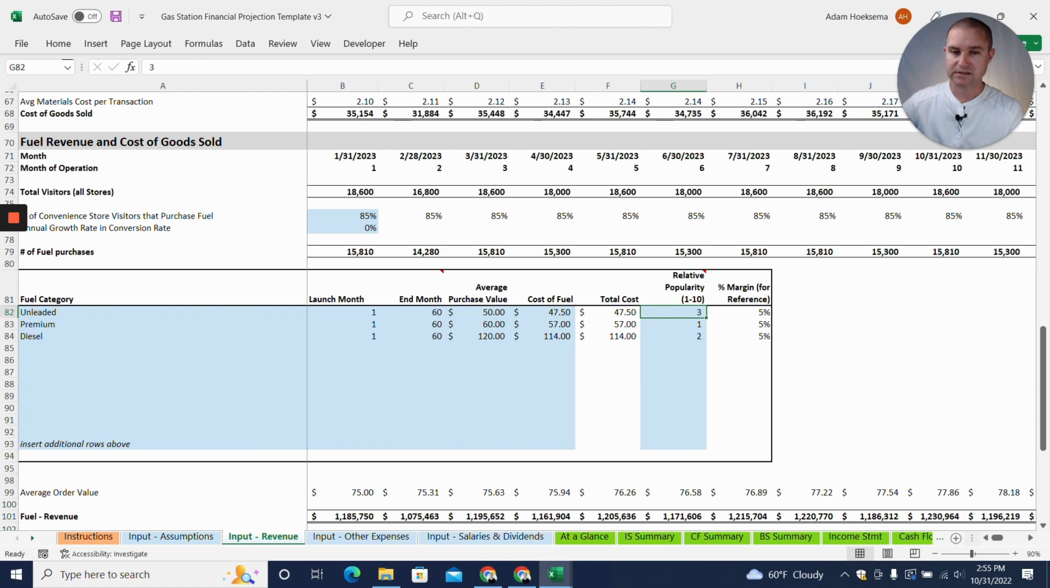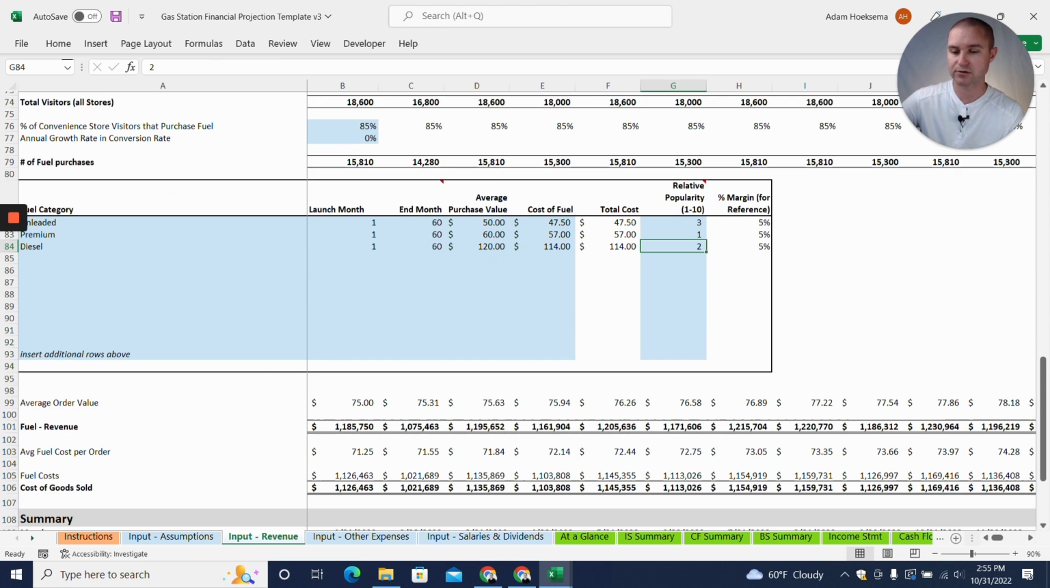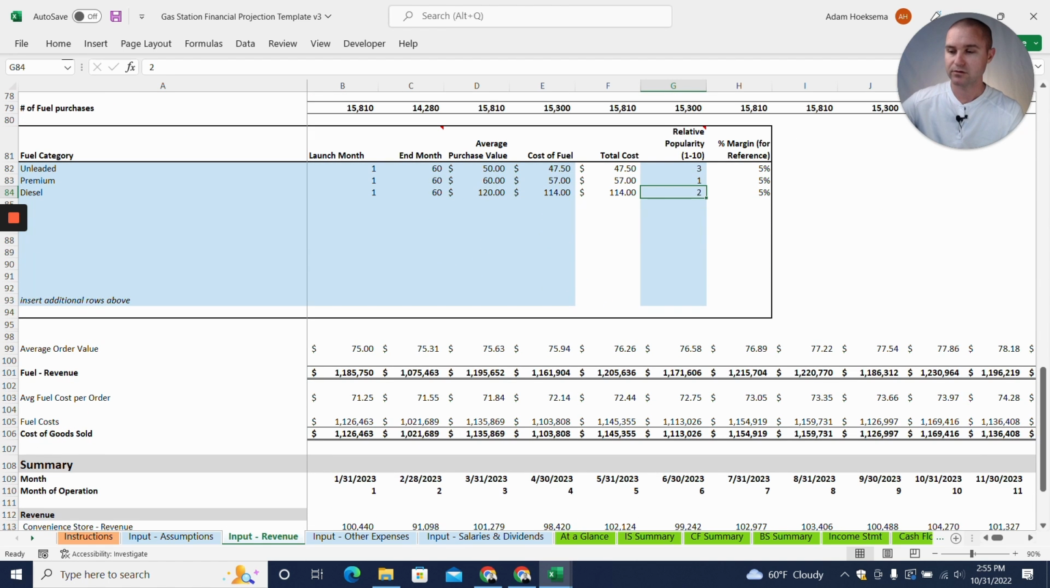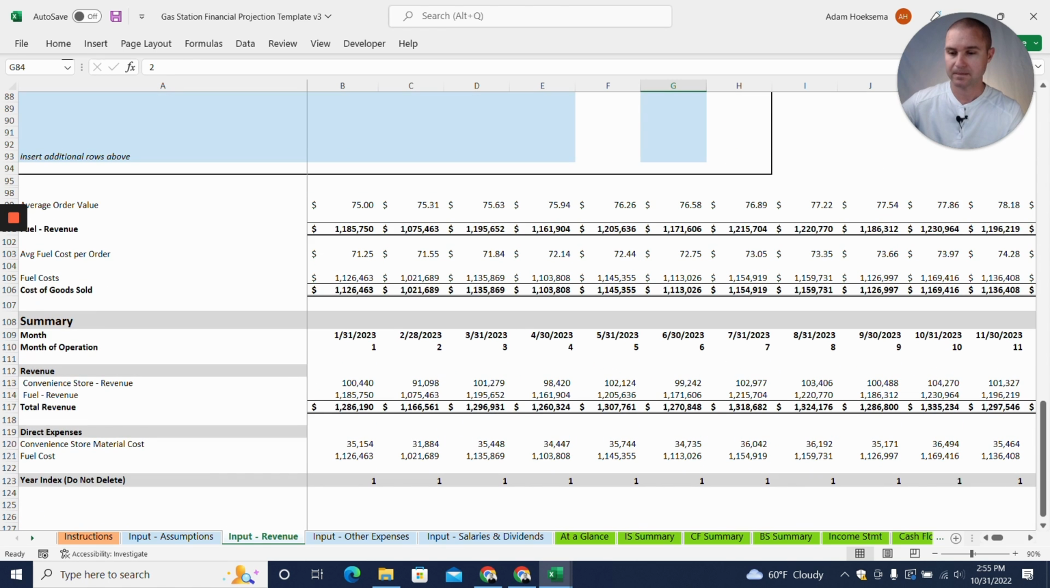And again, we'll do that same trick here of the relative popularity. So I've got unleaded at 3. Now that's 3 out of 6 here. So that's basically saying that 50% of your sales will be unleaded. 1 out of 6 will be premium. 2 out of 6 will be diesel. And that will allow you to forecast your fuel revenue.